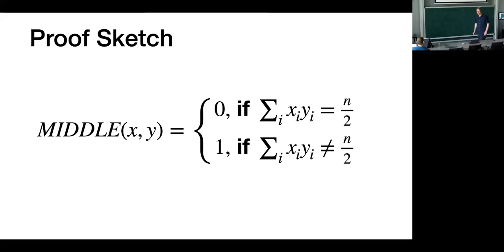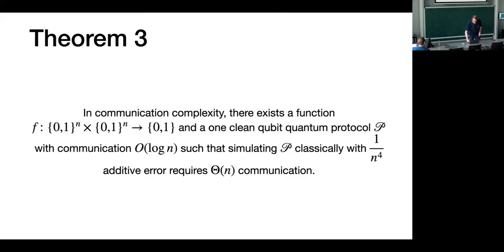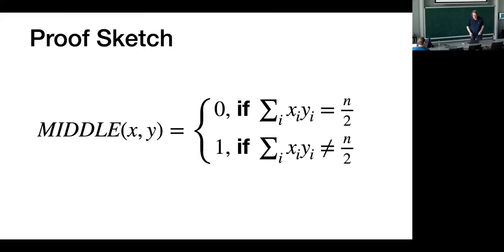So what's the function? Call it middle of x, y, with 0, 1 inputs. It is 0 if the sum of xi, yi is equal to n over 2, and it is 1 if the sum of xi, yi is not equal to n over 2.